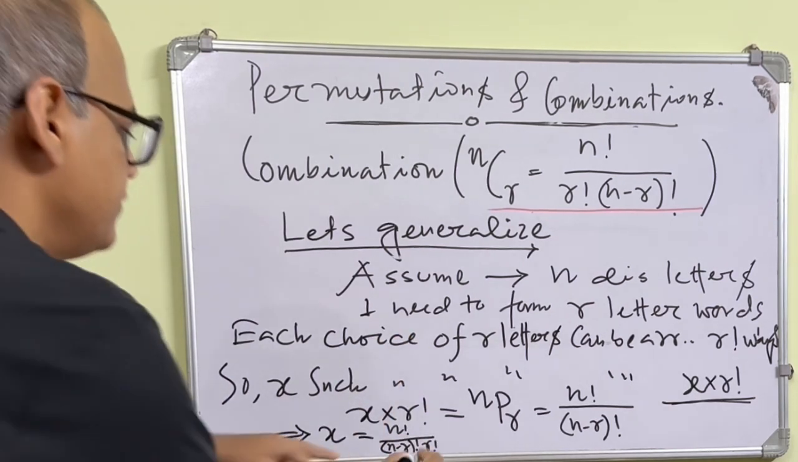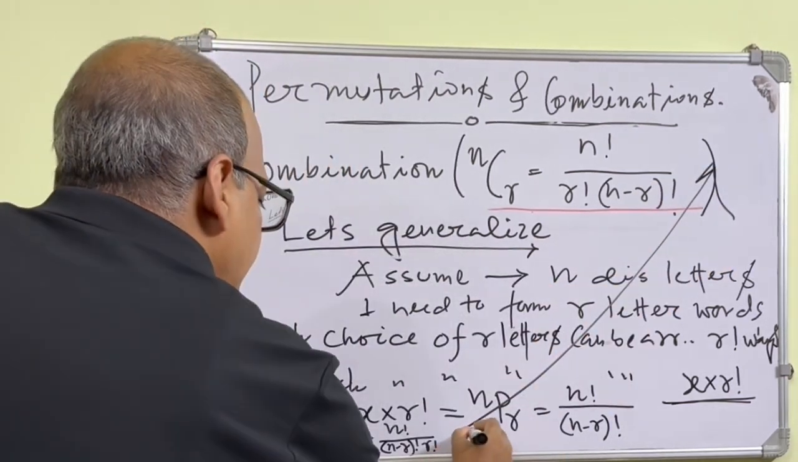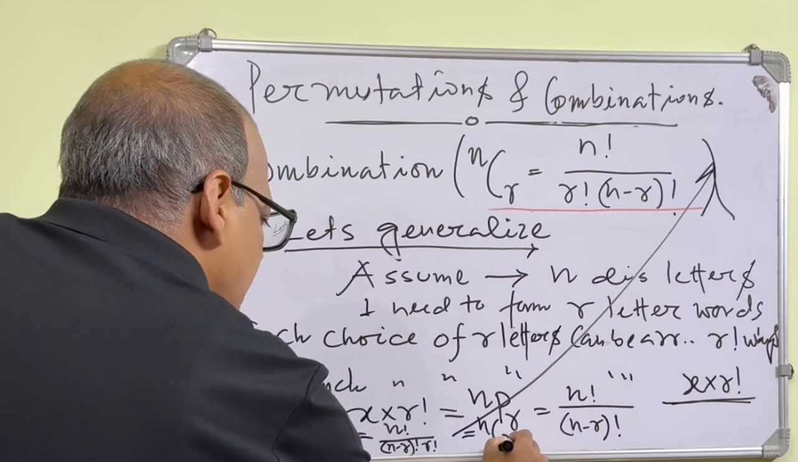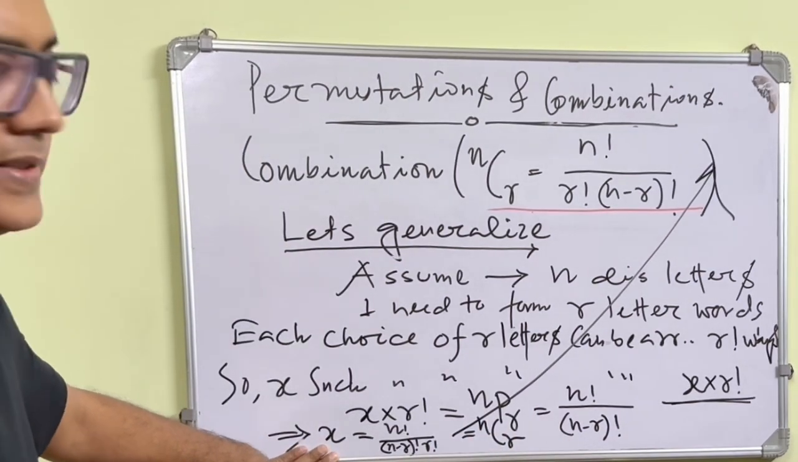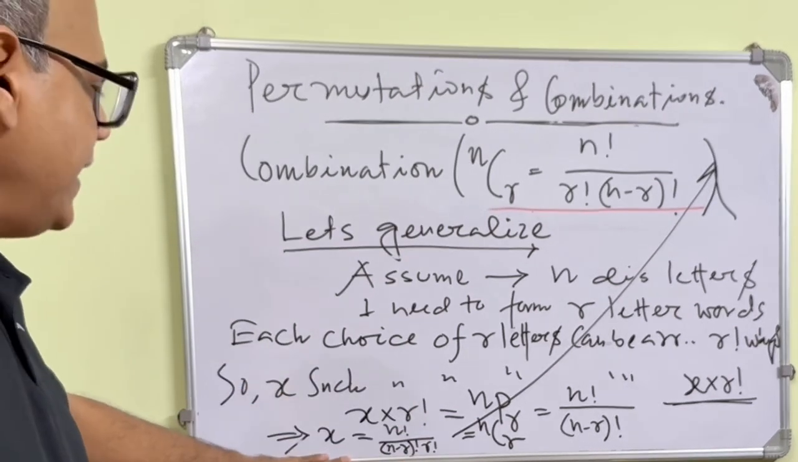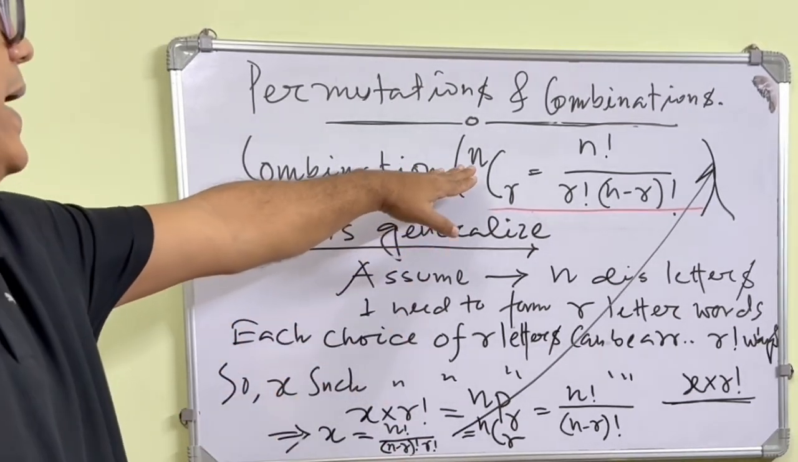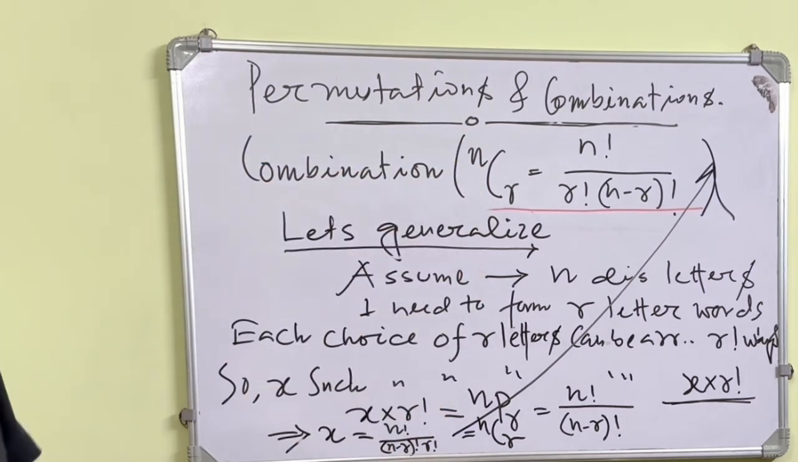If you go back with this one, it is nothing but n choose r, because x is the number of choices that I could make from n distinct objects to form r distinct objects.